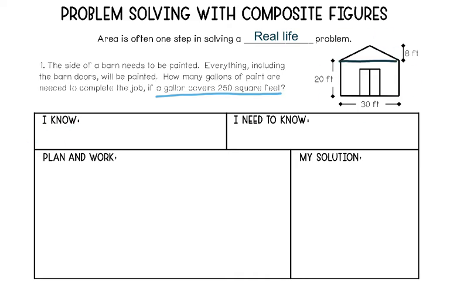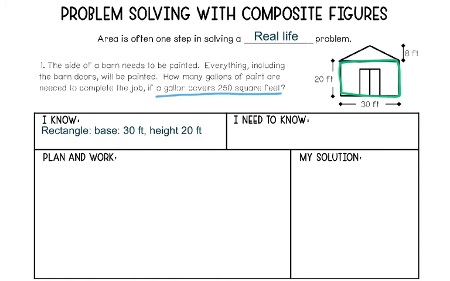So let's think about what we know looking at this picture. I know that I can split this shape into two, making a triangle at the top and several rectangles at the bottom. Since we're painting the whole barn, I can find the area of the triangle and then add that with the area of the big rectangle. Starting with the rectangle, I see that it has a base of 30 feet and a height of 20 feet. So I'm going to write that here in the I know box.